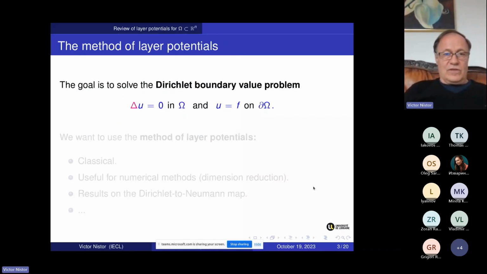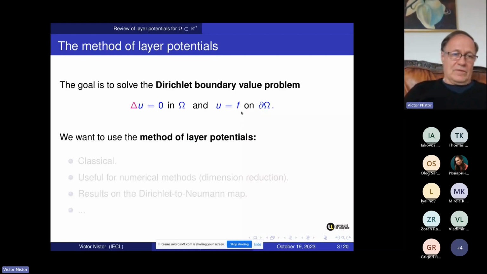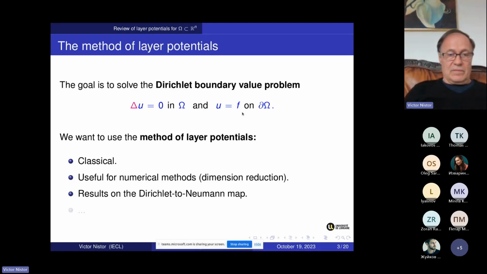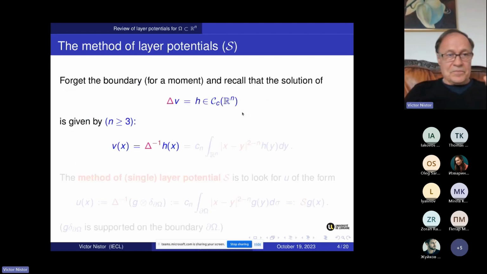Okay, so the goal in the method of layer potentials, our goal in general in this talk, is to solve the Dirichlet boundary value problem. Laplacian of u is 0 inside the domain, and u is equal to f on the boundary, a very classical problem. And well, for some reasons, we want to use the method of layer potentials. There are several reasons. It's a very classical method, maybe one of the first ones used for this problem. It's a method that is useful for numerical methods. It yields also results on the Dirichlet to Neumann map, and we can think of many other reasons.